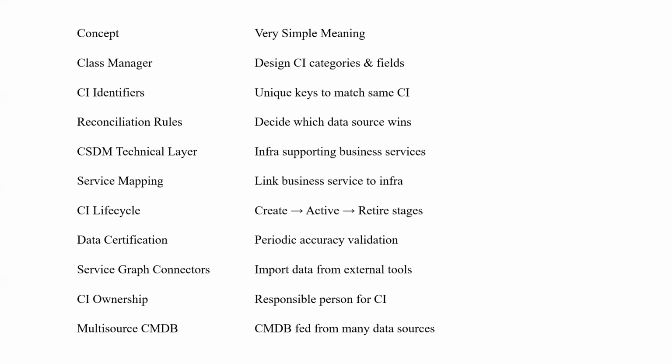So finally, a revision of core concepts. Class manager is used to design CA categories and fields. CA identifiers are the unique keys to match the same CA. Reconciliation rules decide which data source wins. CSDM technical layer is the infrastructure supporting business services. Service mapping links a business service to infrastructure. CA lifecycle is the lifecycle of the data, with create, active, and retire stages.